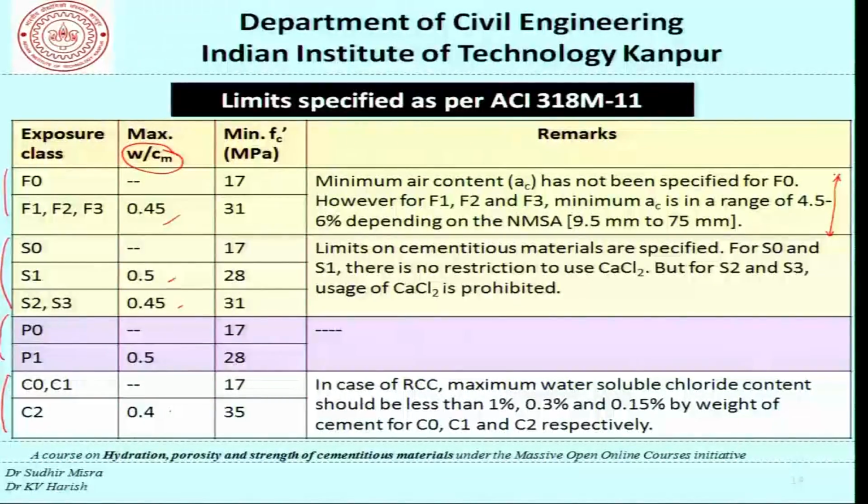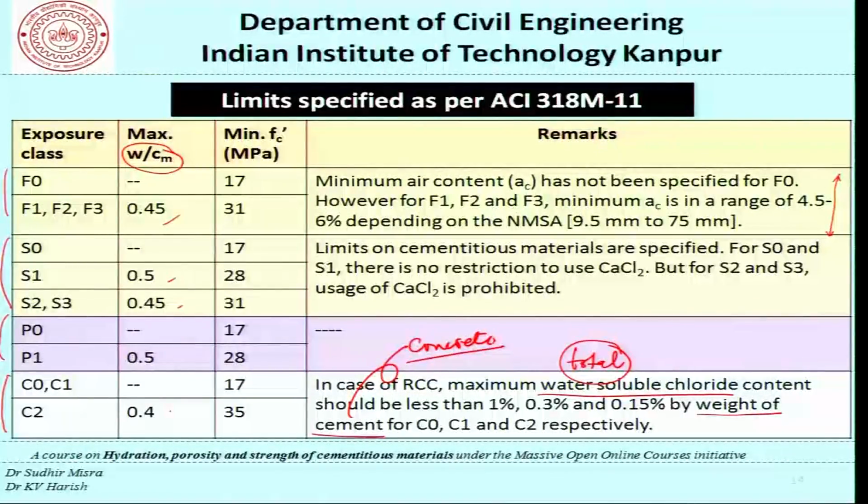In the case of corrosive environments, in the case of RCC, the maximum water soluble chloride content should be less than 1%, 0.3% and 0.15% by weight of cement for C0, C1 and C2 respectively. So, if we read this specification, it talks of the water soluble chloride content and it is given in terms of weight of cement. So, these are the kind of details which are different in different codes. We noticed that as far as IS codes are concerned, there was a specification on the total chloride content and it was in terms of concrete and not cement.